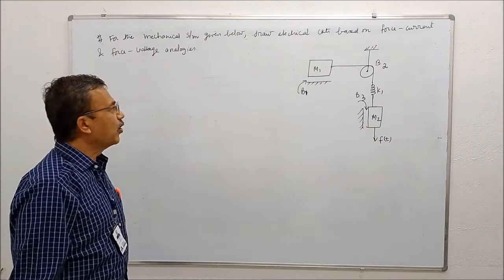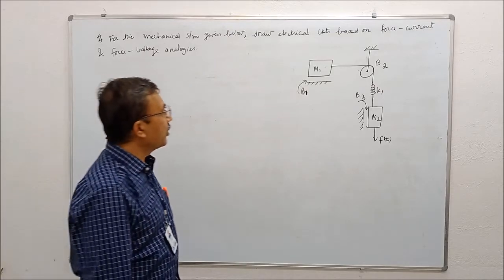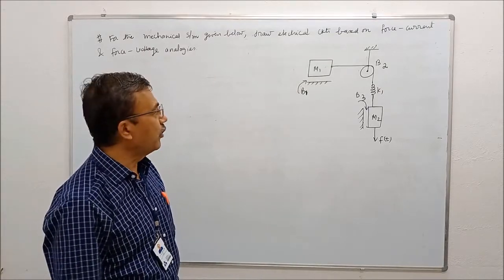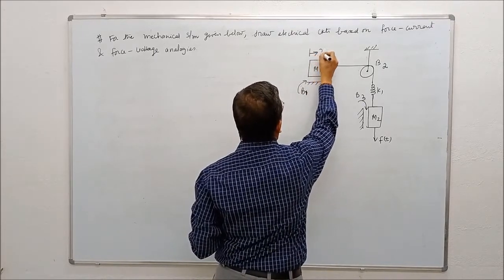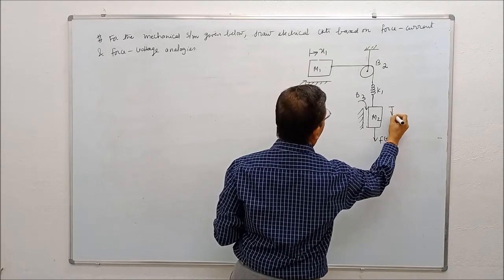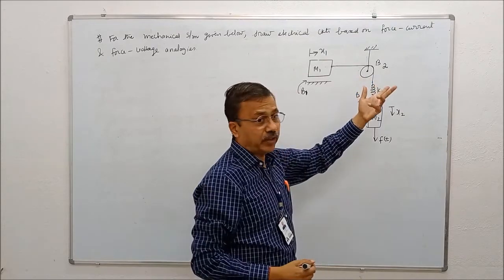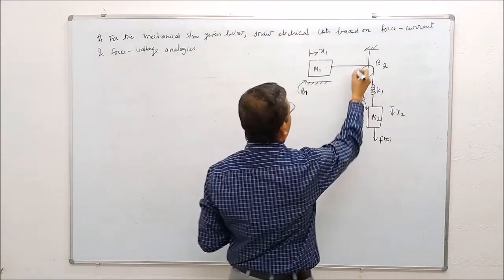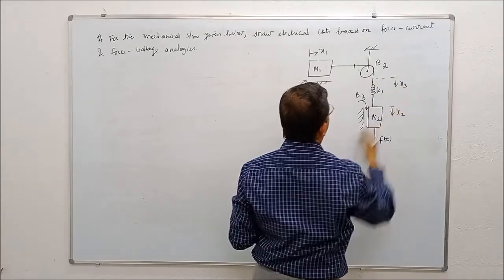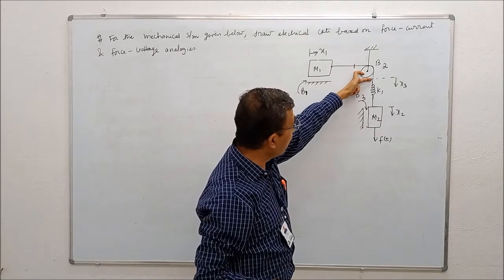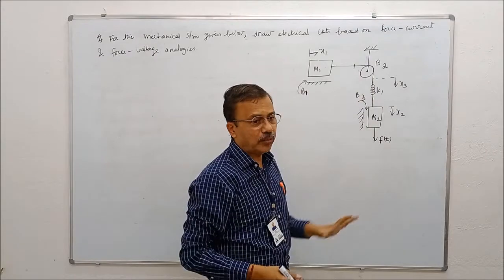This problem is slightly complicated compared to the previous one. How many masses are there? 2 masses. So the minimum number of displacements must be 2. So we shall take the displacement of m1 as x1, displacement of m2 as x2. We have got a damper here. On either side of the damper, the displacements must be different. Displacement here is x1, so here it has to be different. Therefore, I will take it as x3. You take spring K1, on one side the displacement is x3, on the other side it is x2. So this is how the number of displacements are marked.